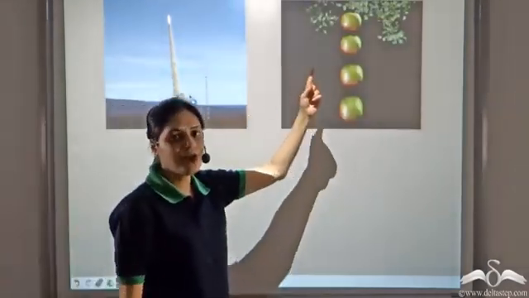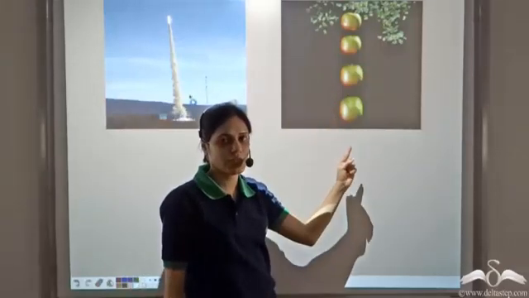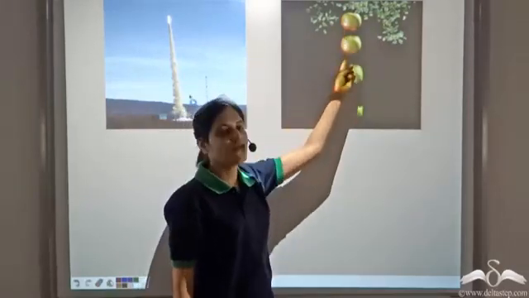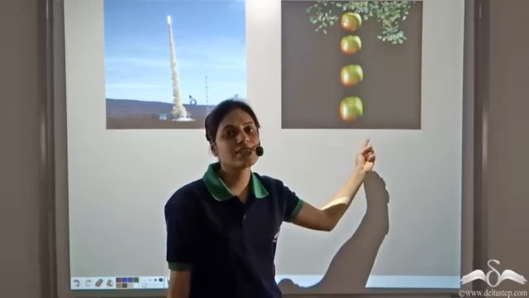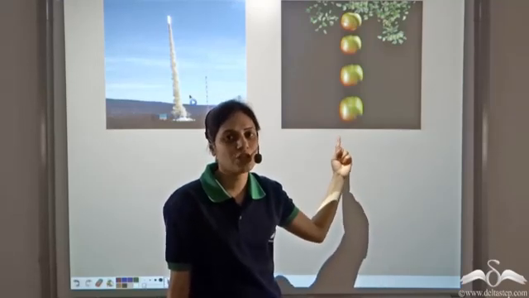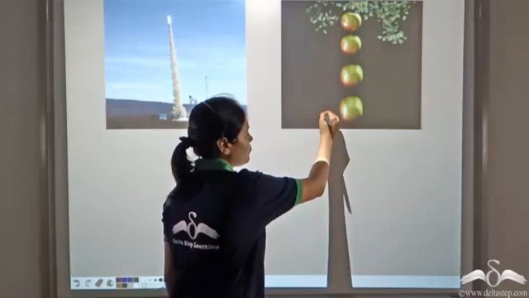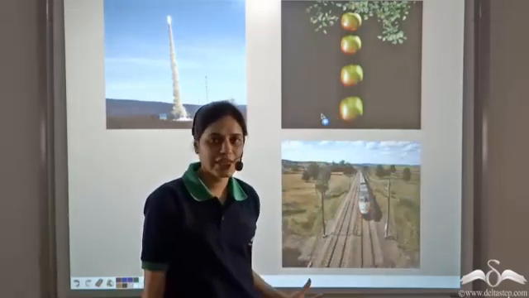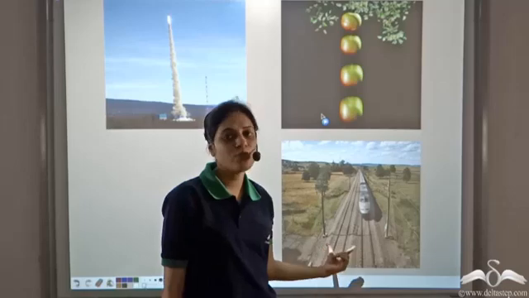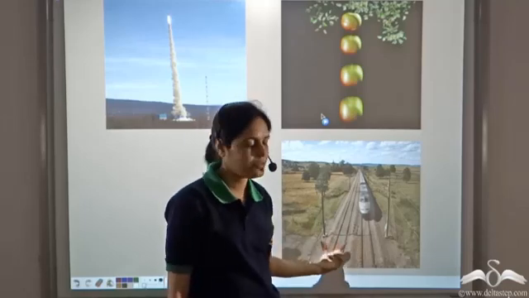This is an apple falling down from a tree. It moves vertically downwards in a straight line. So this is an example of one-dimensional motion. This train is moving on a straight line track. It is also moving along a straight line.